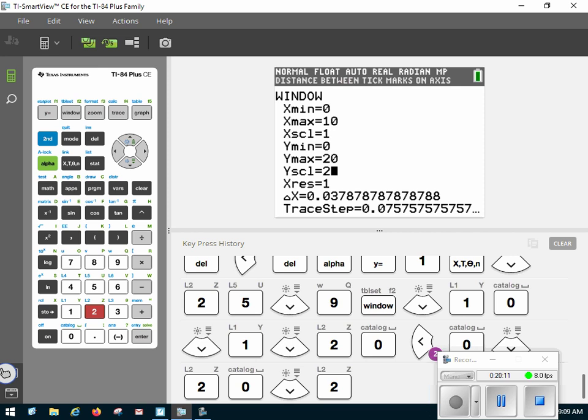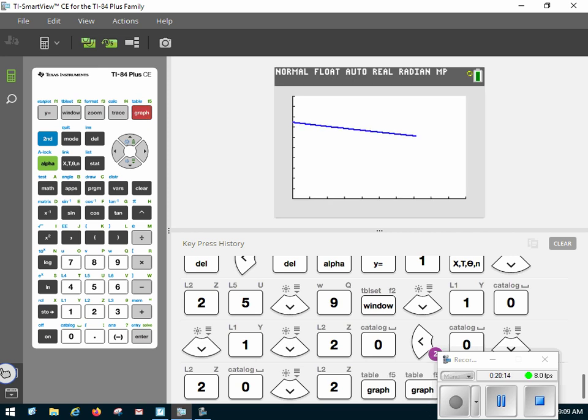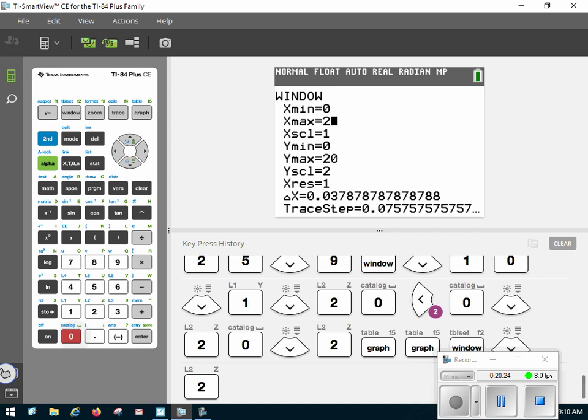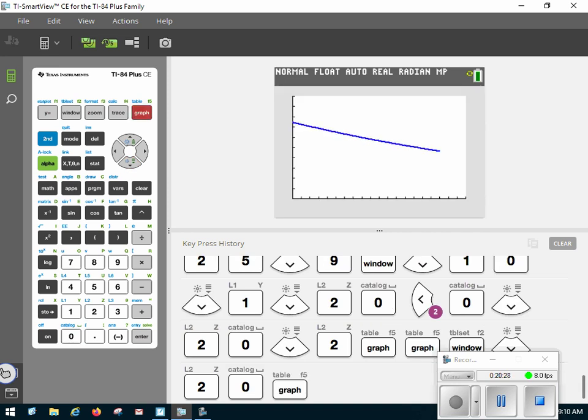You got your window? Up. What do I need to change? X max. I'll double it. There we go. Go ahead and find it.